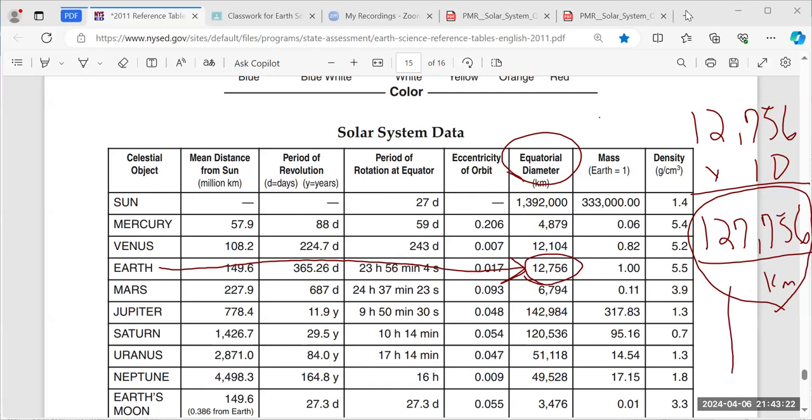Because this is planet D's diameter. When I'm looking in this column, the one that's closest to this number is right here. And what planet is that? Saturn. So the correct answer for number 8 is Saturn. 127,000 is closest to 120,000 right here. That's the closest.